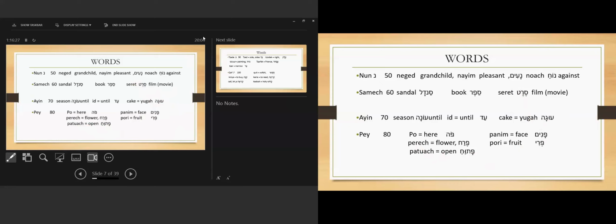Po. Right. Cake is uga. Id is until. Season is Yona. Sandal is just sandal, and book is sefer, and a seret is the film or the movie. Noach is against. Naim is pleasant. Neged, grandchild. Right. And we're just on 8.